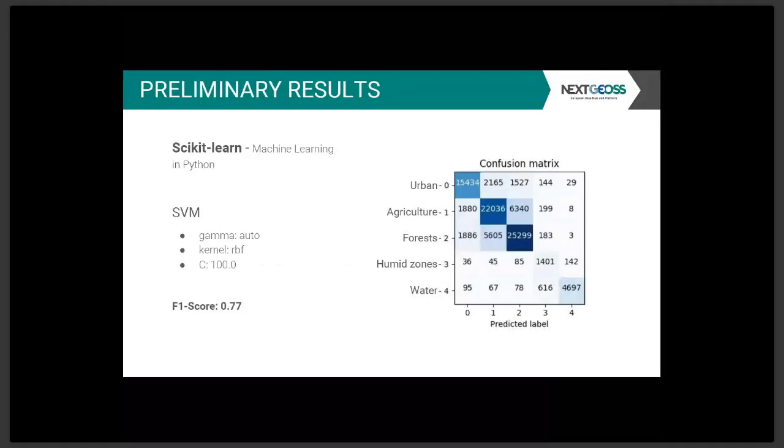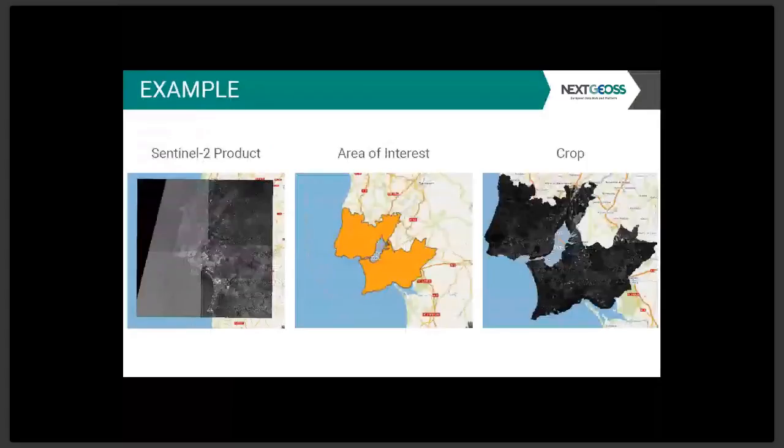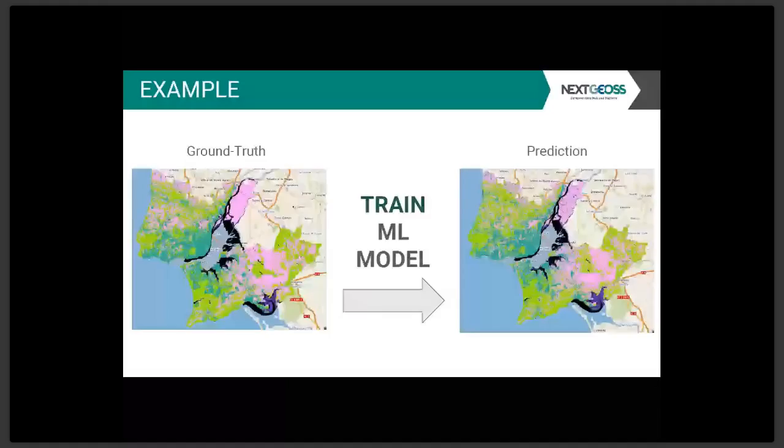And now for a more hands-on example to explain the whole process, what it really means, and what the outputs of each process are. We start with the Sentinel-2 data product. We define our area of interest. We crop the data product to that area of interest. And then we combine the Sentinel-2 product with the ground truth labels. In this case, the ground truth labels are obtained from the Portuguese Territorial Department.